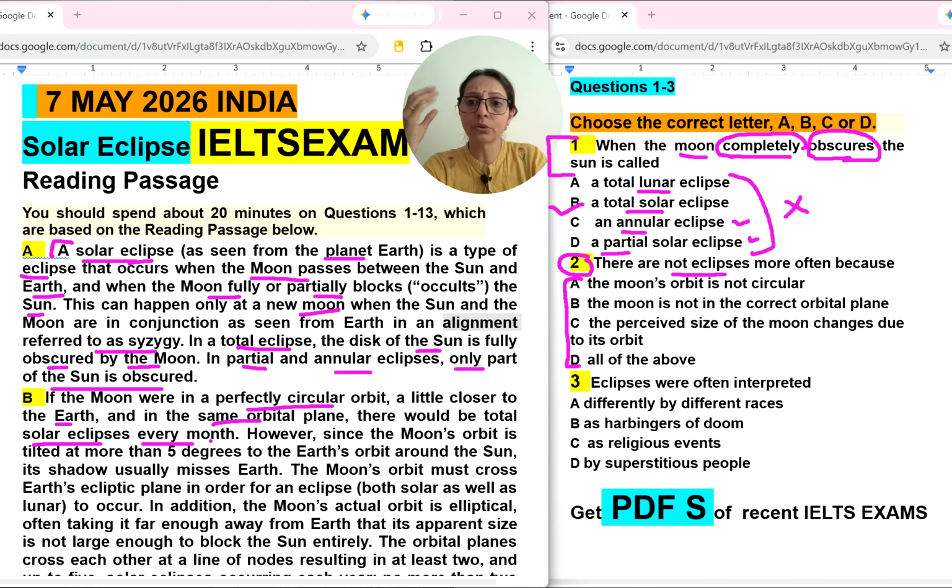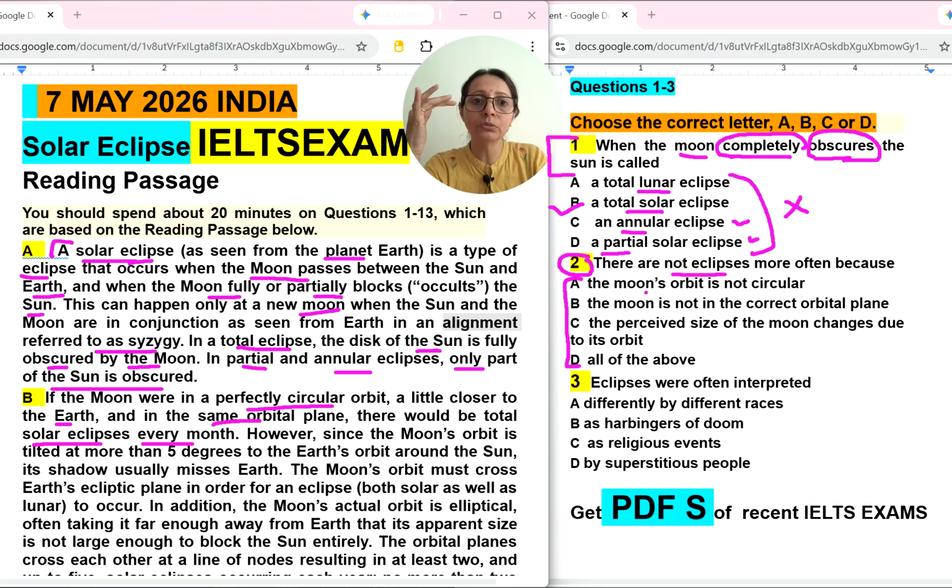There would be, so if the conditions of the moon were like that, in a perfectly circular orbit, it means it is not circular, a little closer to the Earth, and in the same orbital plane, there would be a total solar eclipse every month. So it means these three conditions are there, that's why solar eclipses are not there.